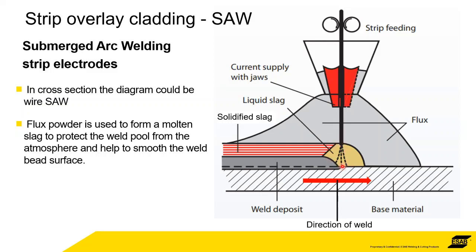So we have a liquid slag covering the arc, and then as the head moves on, the deposition is on the base metal. You can see there's some penetration into the base metal, but then the slag solidifies. It cools down and it solidifies and remains on top of the surface. That's the process. So the process is entirely the same as submerged arc welding of wire.